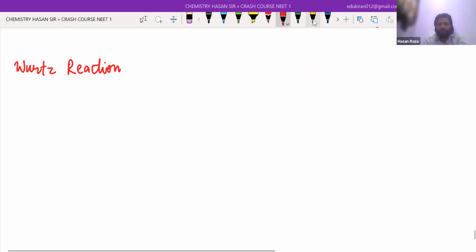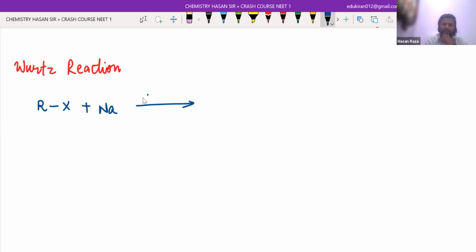Okay. So Wurtz reaction, it's very simple. If you react an alkyl halide with sodium in the presence of dry ether, we take it in the presence of dry ether because sodium is very reactive. So what will happen? You will be getting R, whatever is the number of carbon here, you will be getting twice. How is it possible? I'm going to explain this. This is very easy.